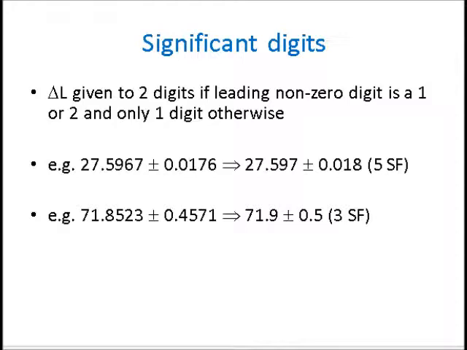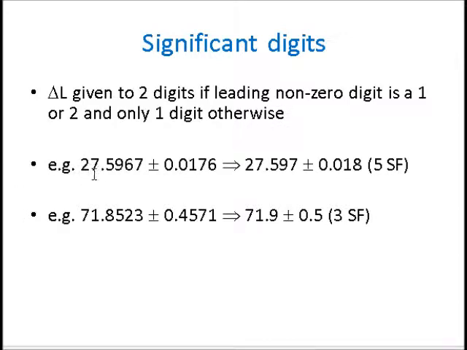When we write our answer down, we should record to the correct number of significant digits. Our uncertainty determines how many significant digits we have in a number. The rule we'll use in the lab is that the absolute uncertainty should be given 2 non-zero digits, or possibly 1 non-zero and 1 zero digit, if the leading digit is a 1 or a 2, and only a 1 otherwise.